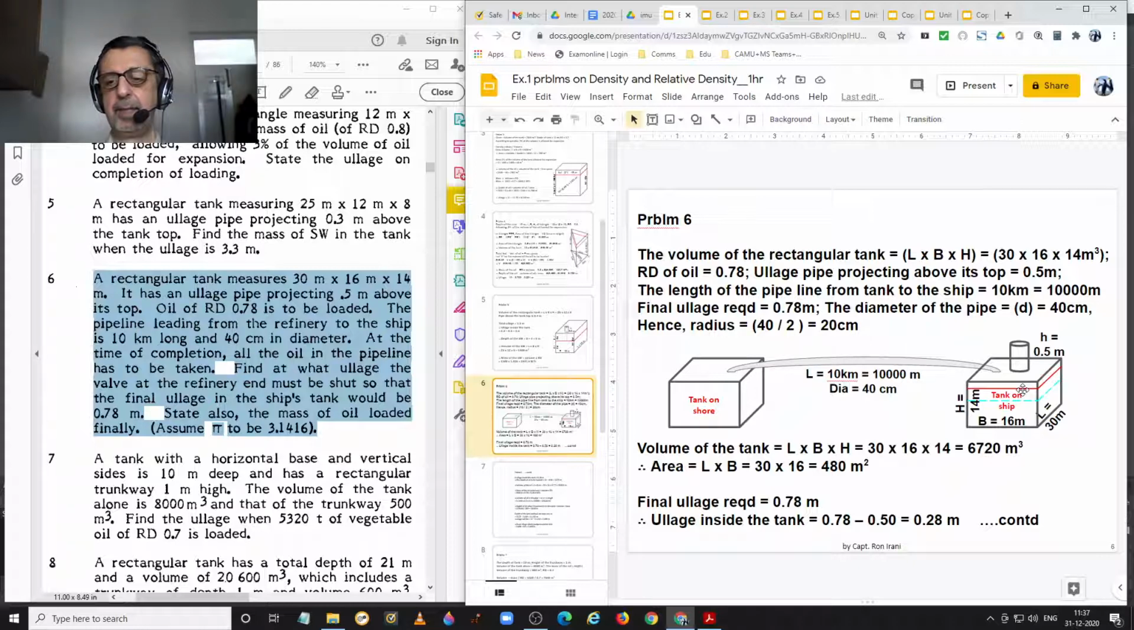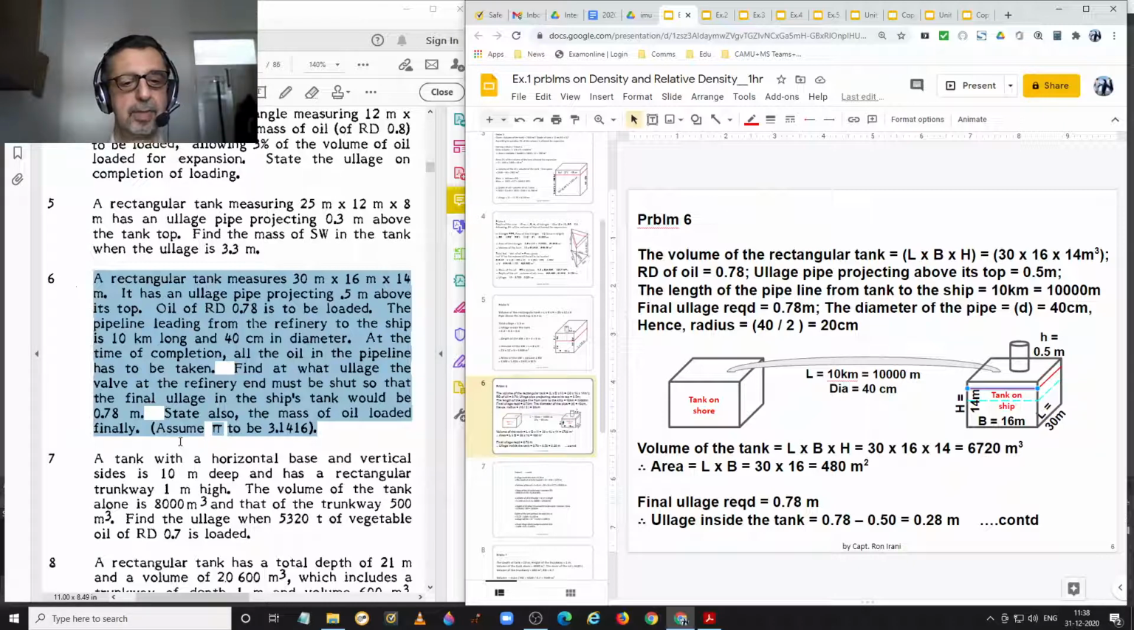And as I explained to you earlier in problem number 5, the ullage is from the top of the ullage pipe. So when you have a height of 0.5 meters in the ullage pipe, the ullage within just the tank is therefore going to be 0.28 meters. That is, from the top of the tank to the red line, it is going to be 0.28 meters. And therefore, from the top of the ullage pipe, it will be 0.78 meters.